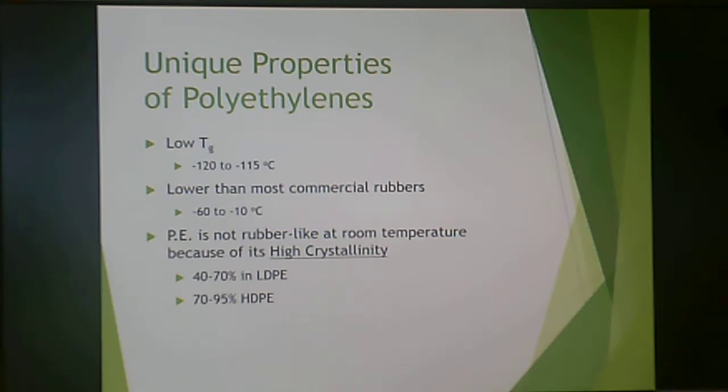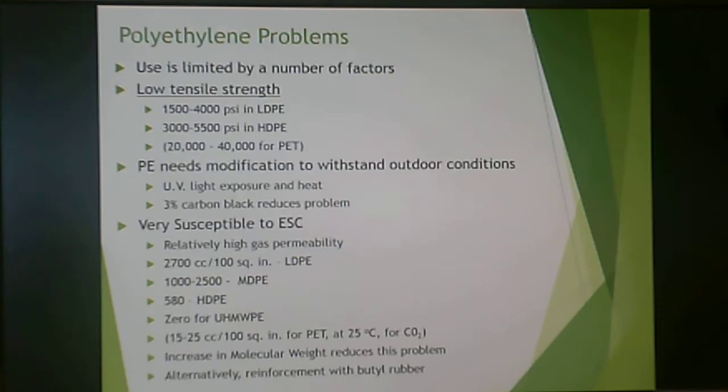Now, the reason polyethylene is not like a rubber at room temperature is because polyethylene is highly crystalline. This is a semi-crystalline polymer, and it can have up to 95% crystallinity in high-density polyethylene. Low-density polyethylene has less because it's branched. High-density polyethylene can have up to 95%. So the reason that polyethylene is not rubber-like at room temperature is because of its high crystallinity. I've now said that twice. This might lead you to believe that it might be tested.